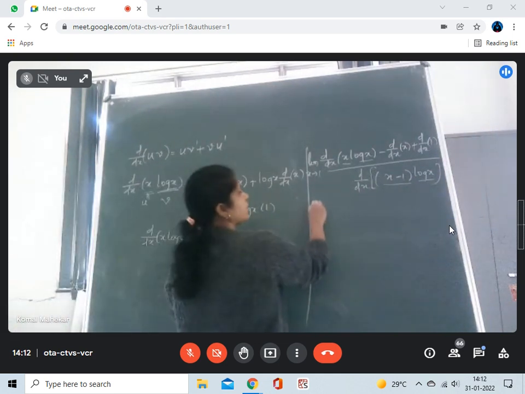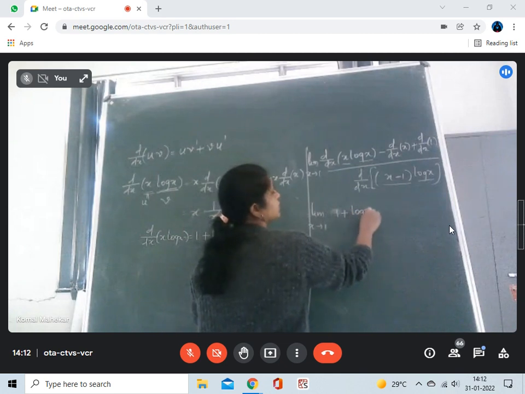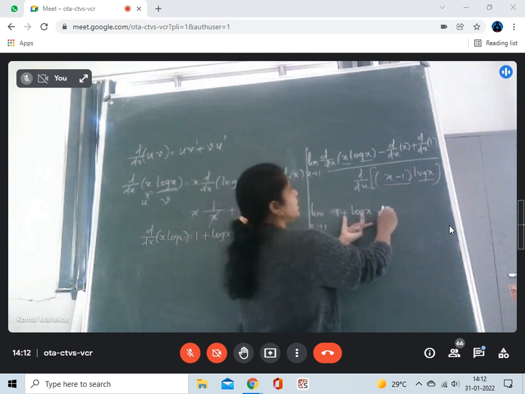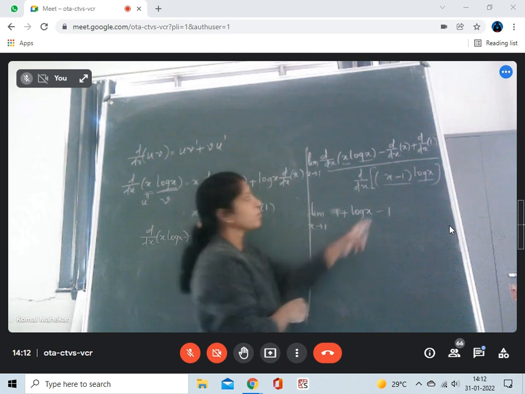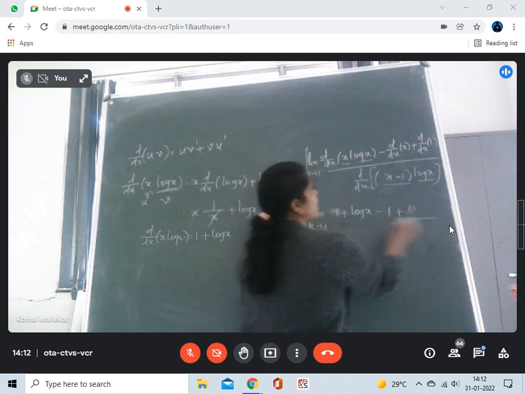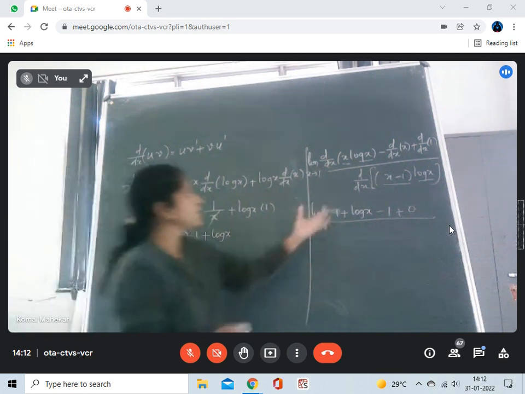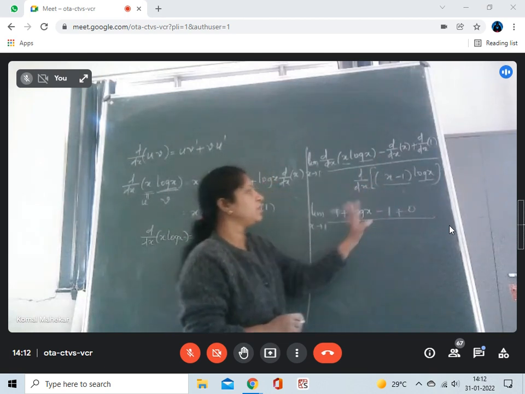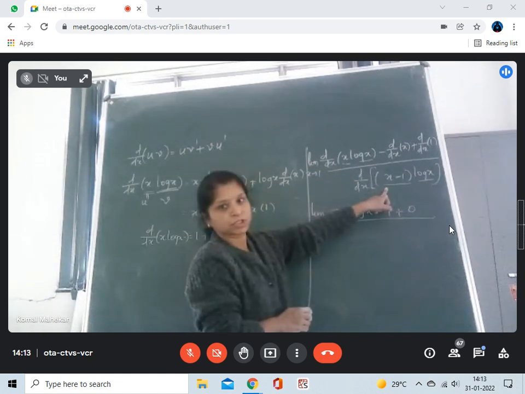So we can put the value here: limit x tends to 1 of x into 1 plus log of x. Okay, this is d by dx of x into log of x minus d by dx of x with respect to x, that is again 1, and d by dx of 1 constant, that is again 0. So we get the numerator as 1 plus log x minus 1 plus 0, divided by, now, the derivative of this denominator function with respect to x.